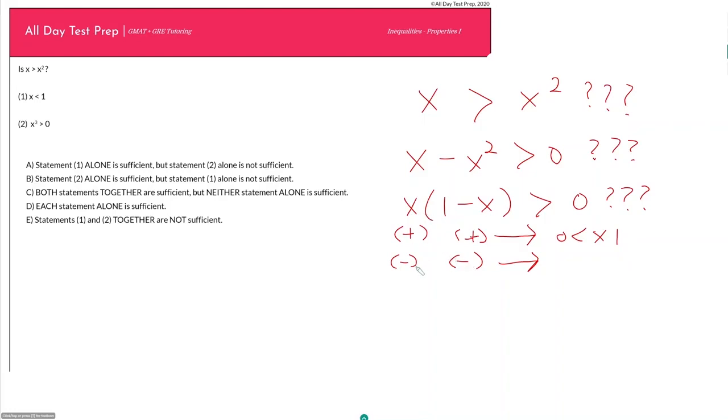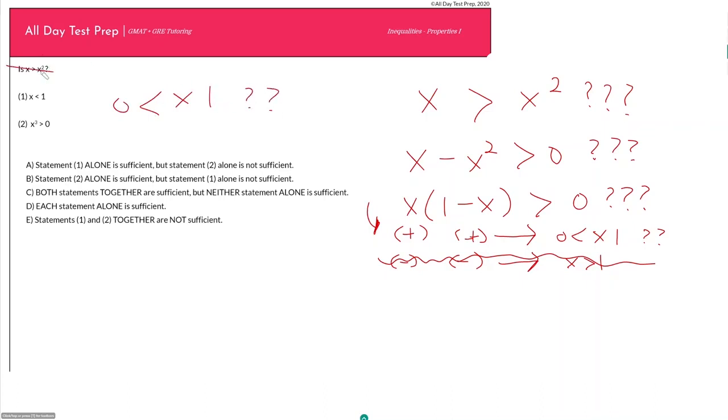Then in this case, x and 1 minus x are both negative. So in this case, x has to be greater than 1. But that is in fact not possible, because both x and 1 minus x have to be negative. And so x cannot be greater than 1 here and then negative over here. So this is not a possible scenario. And that makes the problem simpler, because I only need to worry about this scenario here where x and 1 minus x are both positive. And therefore, really, I can rephrase my entire question as, is x between 0 and 1?